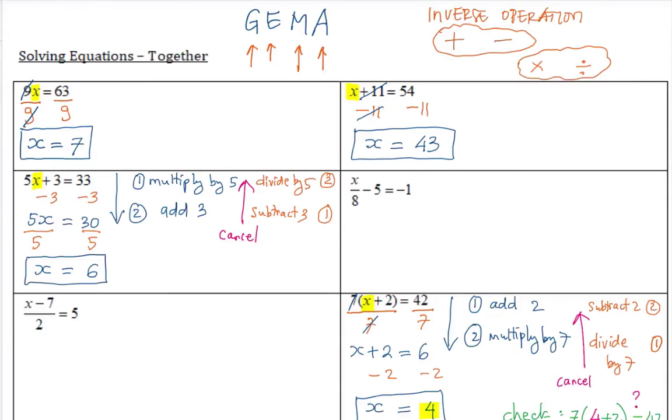Hello students! In this video, we would like to look at equations involving fractions, and we would like to see what the difference is between something like this question and another one here. We will look at it one by one and see how we can solve these two types of questions involving fractions.